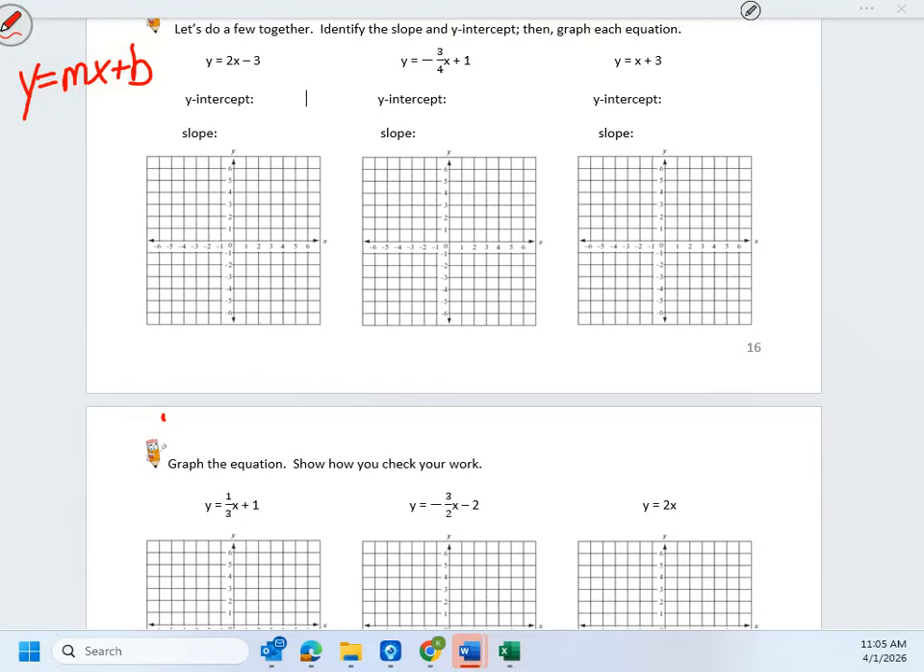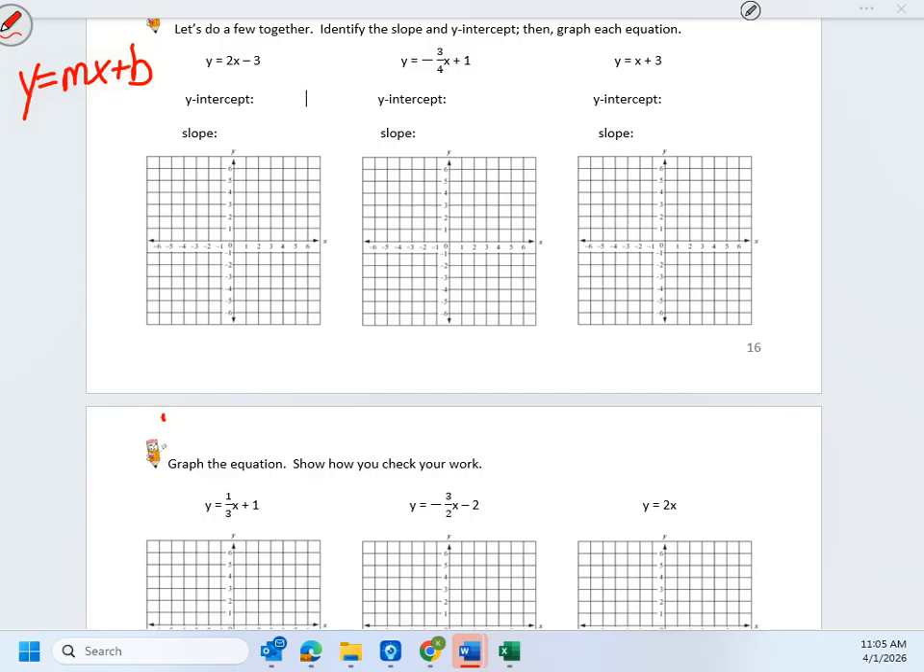We'll talk later about if it's in the standard form format that we worked with on yesterday's objective, with that ax plus by equals, so we're going to talk about how to move that into the slope-intercept form later. Right now, we're going to be given it in that slope-intercept form. So first, we need to identify the slope and the y-intercept, and then we're going to practice graphing it. So looking at this first one, y equals 2x minus 3.